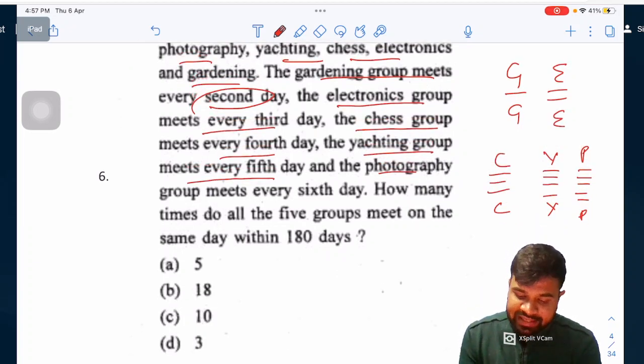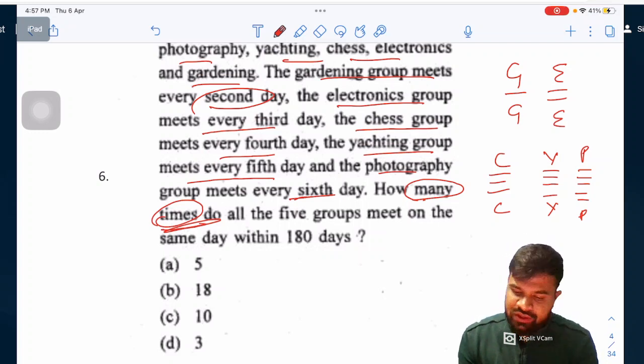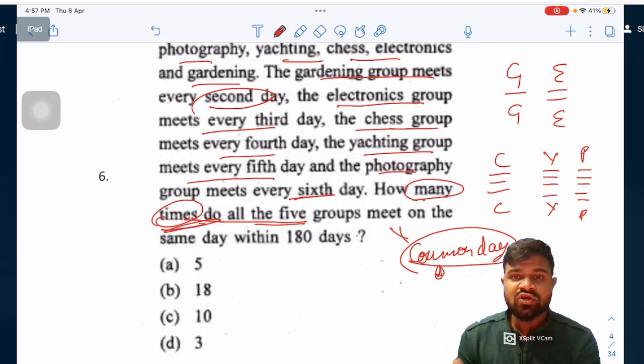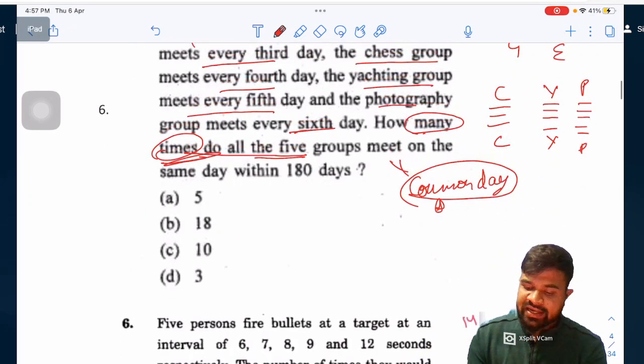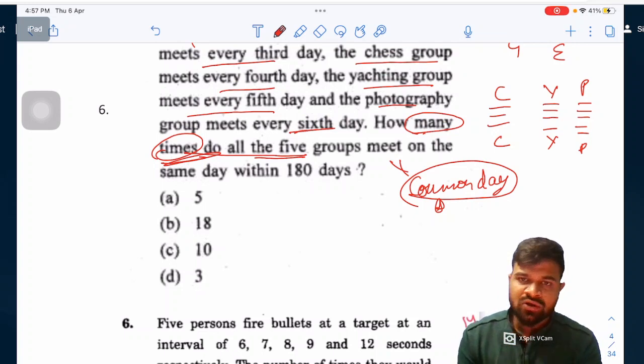Now, how many times do the groups meet? Now, see how you will find the common day for each of them to meet. What will be the common day? As I've already told you, whenever you need to find a common divisibility, common remainder, common day, or something like that, there is only one concept, that is LCM.